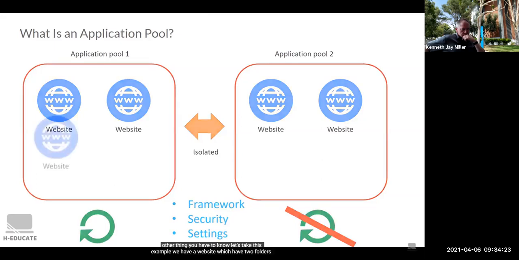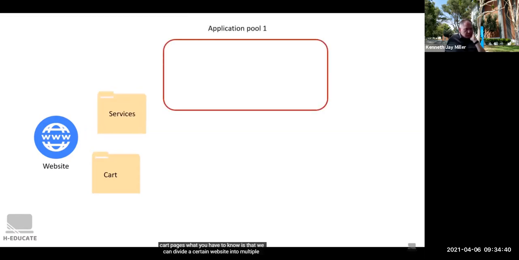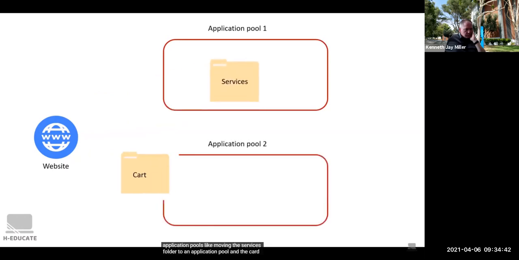Another thing you have to know, let's take this example. We have a website which has two folders containing two sections or pages of your website, let's say the services pages and the cart pages. What you have to know is that you can divide a certain website into multiple application pools, like moving the services folder to one application pool and the cart to another, like application pool 1 and application pool 2 in this example.